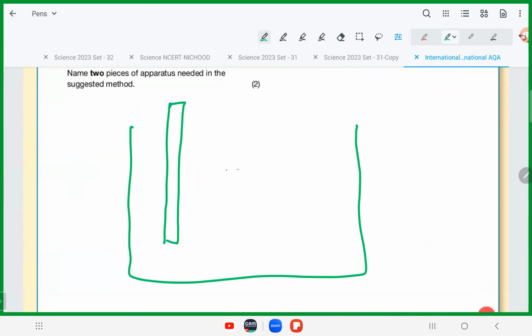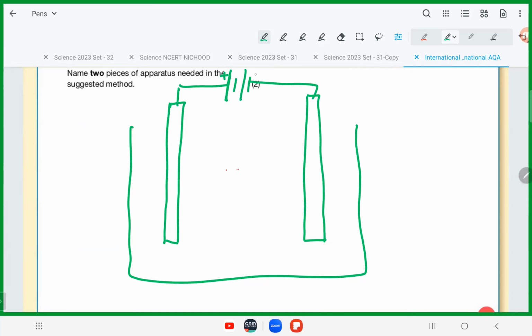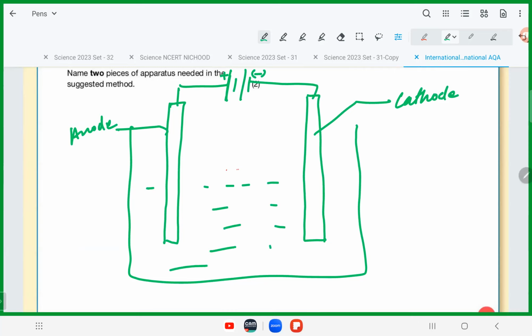This container is connected with two metal electrodes. One is connected with the positive terminal, which is the longer one. The other is connected with the negative terminal, which is the smaller one. The negative terminal is called the cathode and the positive terminal is called the anode. Here, what is dipped in is called the electrolyte. This is the word you are using: electrolyte.